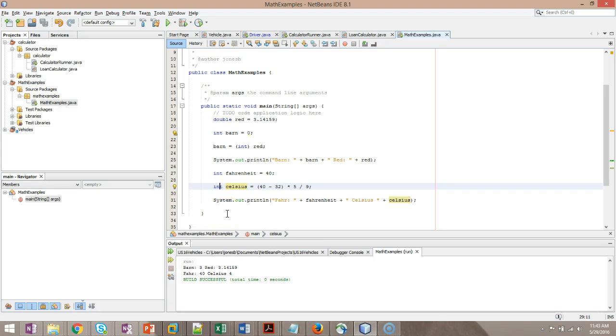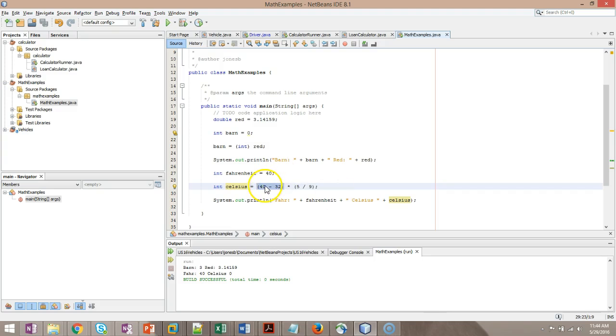Now, there's one other thing that can get a little bit interesting here. We know that multiplication and division are roughly equal in the order of operations. What if, just for S and G's, I put the 5 over 9 in parentheses, which tells that to go first? Actually, the 40 minus 32 will still go first. Then the 5 over 9 will go next. And then we're going to multiply the operand on the left with the operand on the right. What happens now? We get a very different answer, which is very strange. Fahrenheit is 40, Celsius is 0.